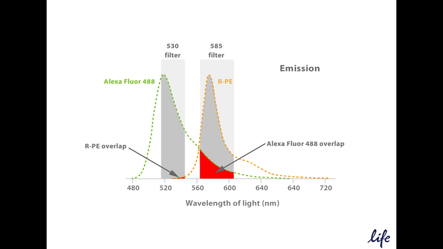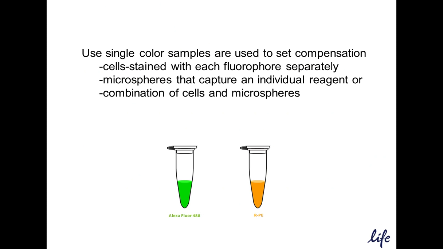For this pair of fluorophores, the amount of spectral overlap of the Alexa Fluor 488 dye into the RPE detection bandpass is greater and requires more compensation than the amount of spectral overlap from RPE into the Alexa detection channel. In order to see the amount of compensation required to correct the fluorescence, we need single color samples, either aliquots of the cell sample stained with each fluorophore separately, or microspheres that capture an individual reagent, or it can also be a combination of these.